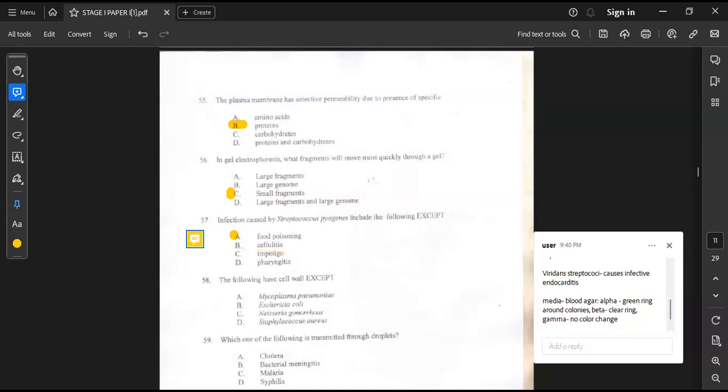The following have cell wall except Mycoplasma pneumonia, Escherichia coli, gonorrhea and S. aureus. For Mycoplasma, because it's an atypical organism.